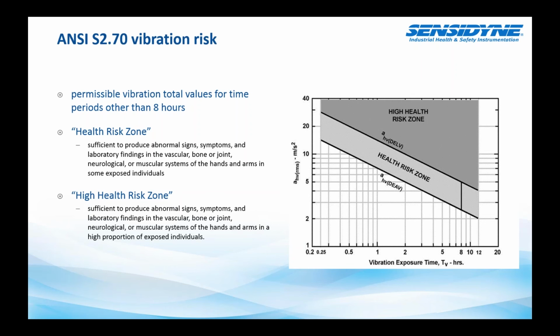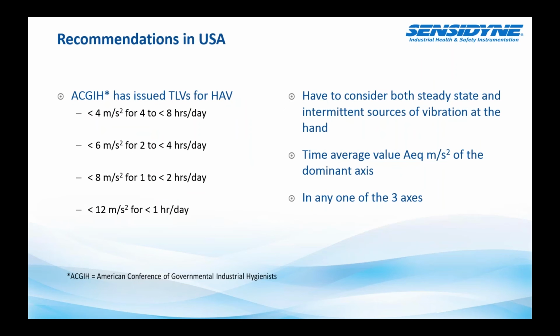ACGIH also has issued threshold values for hand-arm vibration. It suggests that we should be looking at less than 4 meters per second squared for an exposure between 4 and 8 hours a day, less than 6 meters per second squared for 2 to 4 hours in the day, less than 8 for 1 to 2, less than 12 for an under 1 hour exposure. So again, the concept is as the level of vibration goes up, the exposure time should be reducing to try and minimize the average exposure over the working day.